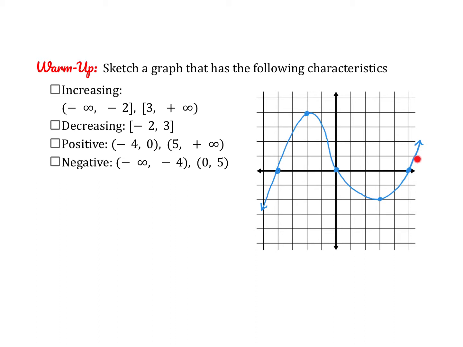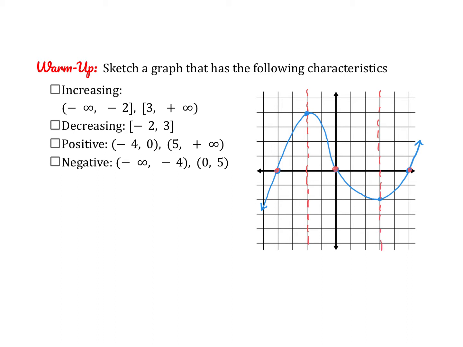This is just one possible answer that works, so a few things that are really important. You should have zeros at -4, 0, and 5 because those are the times when we're changing from positive to negative. And you should have a hill when x equals -2 and a valley when x equals 3. Now the height of that hill or the depth of that valley can change as long as they occur at those points, because that's when you are changing from increasing to decreasing.